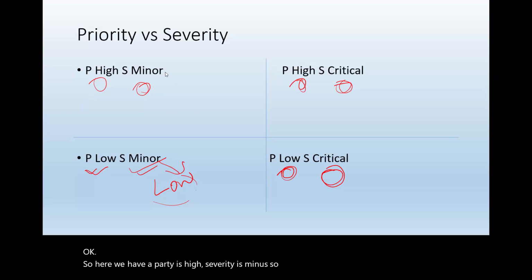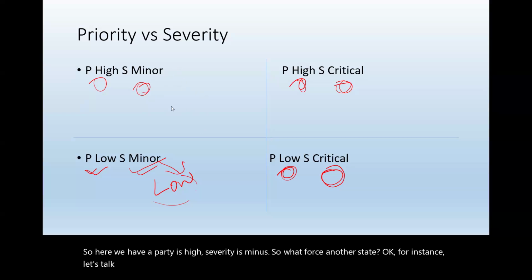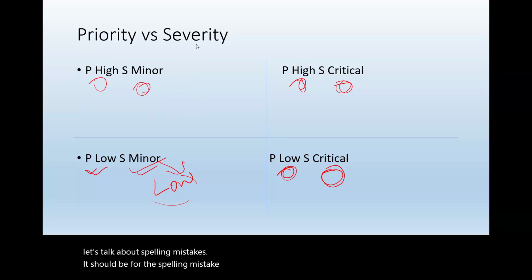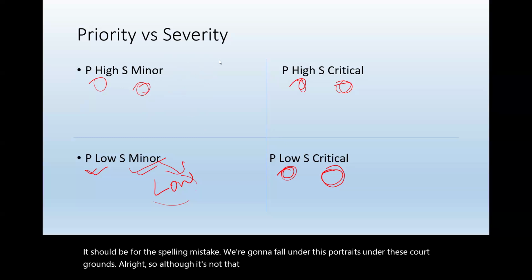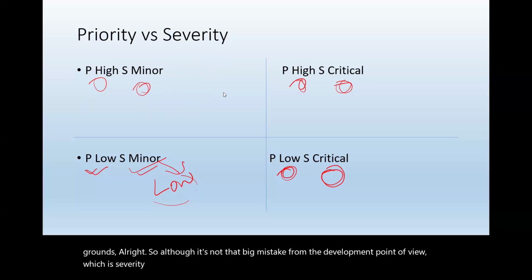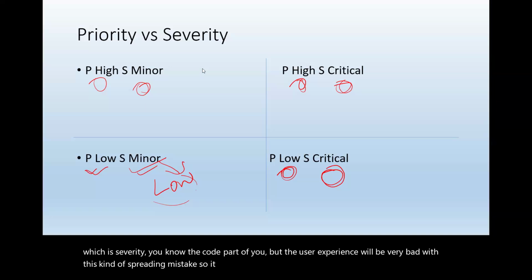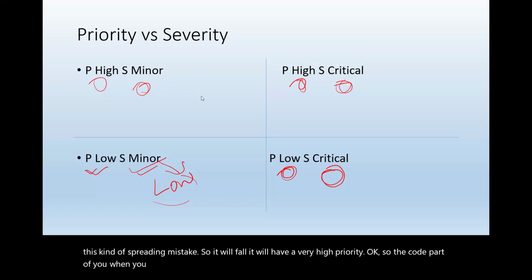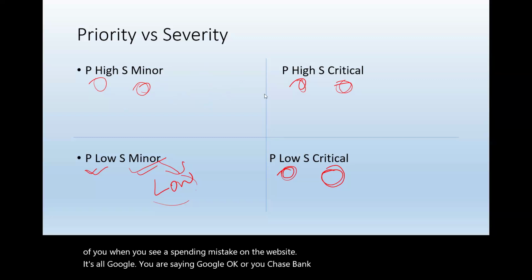So here we have priority is high, severity is minor. What falls under this? For instance, let's talk about spelling mistakes. A spelling mistake is going to fall under this quadrant. Although it's not that big a mistake from the development point of view, which is severity, the code part of it, the user experience will be very bad with this kind of spelling mistake. So it will have a very high priority. When you see a spelling mistake on the website, for instance a bank's name misspelled, like Chase Bank or Bank of America.